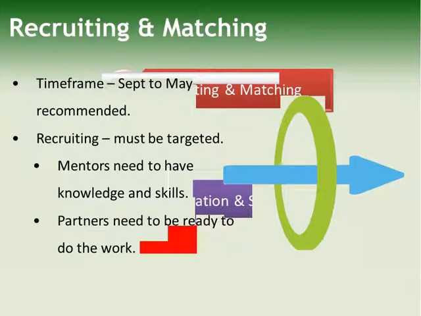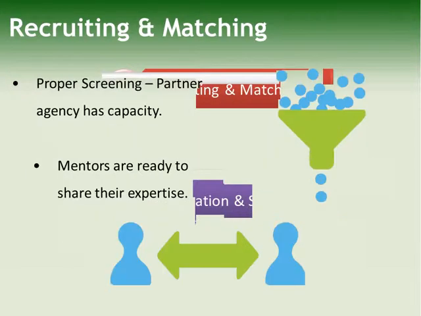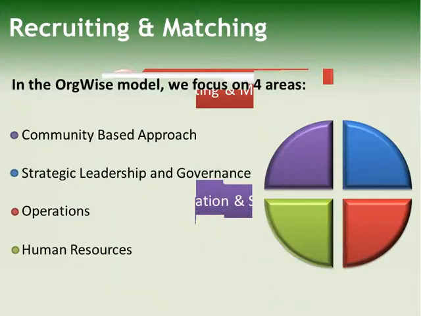Partners need to be ready to do the work that needs doing to reach their own goals. Proper screening is important to ensure that the partner agency has the capacity in the area being discussed. Mentors must also be ready to share their expertise. In the OrgWise model, we focus on 4 areas: community-based approach, strategic leadership and governance, operations, and human resources.